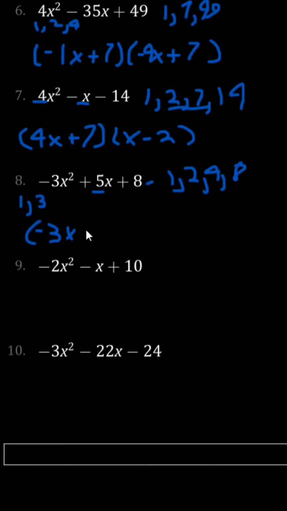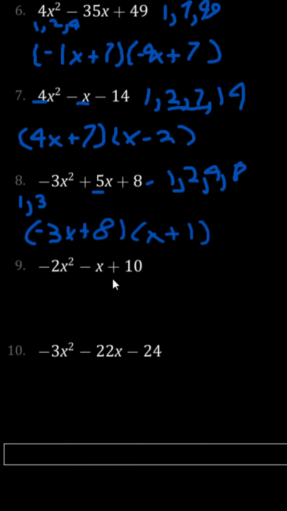So negative 3x, and I think I said 1, and then x plus, no. That would give us a huge number. Negative 3x plus 8, and then x plus 1, because the negative 3 times the 1 will give us the negative 3, 8 times the 1x here will give us an 8, and it all works out. Very nice. Here's another easy problem.